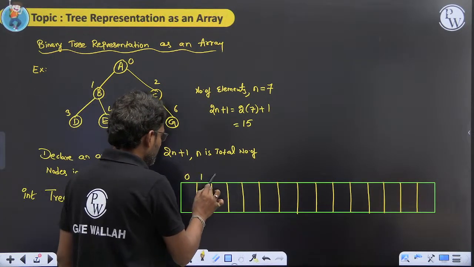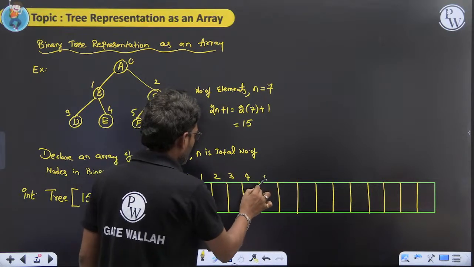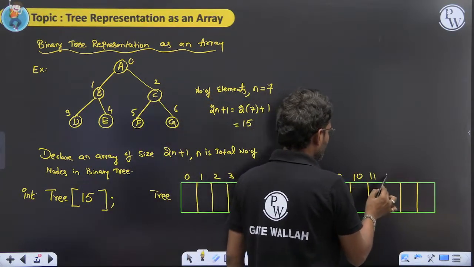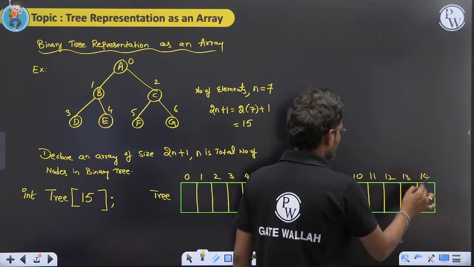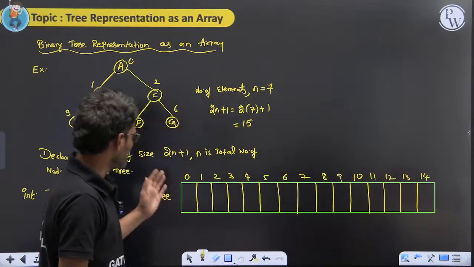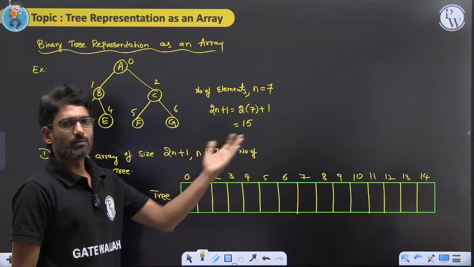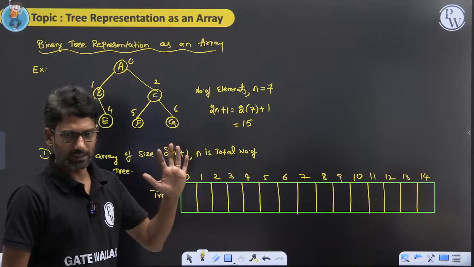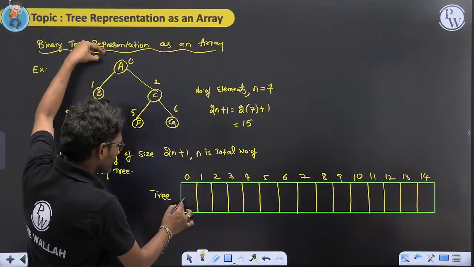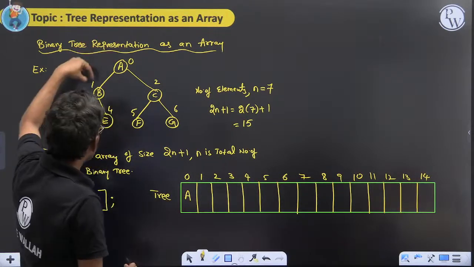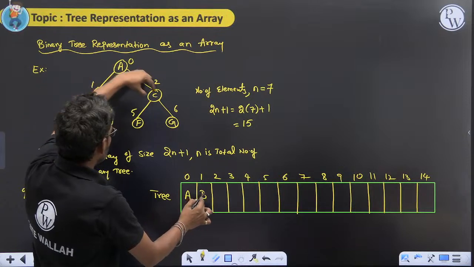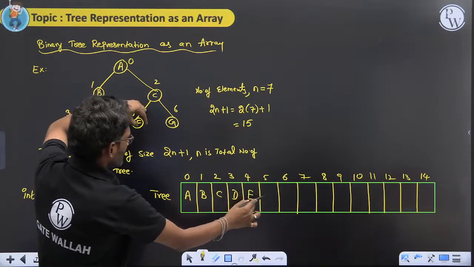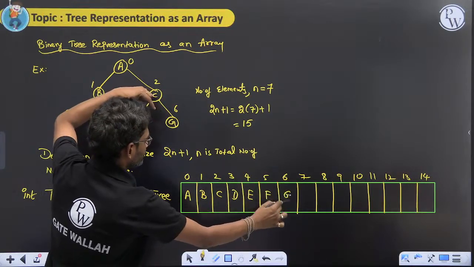So we are taking the array with the default indexing, so from 0, 15 size we have taken, so indexing would be from 0 to 14. Now at the 0th index what is there? A. At index 1 what is there? B, C, D, E, F, G.